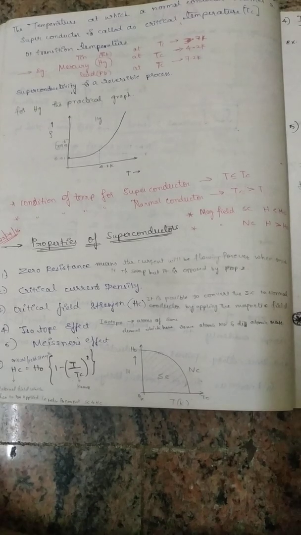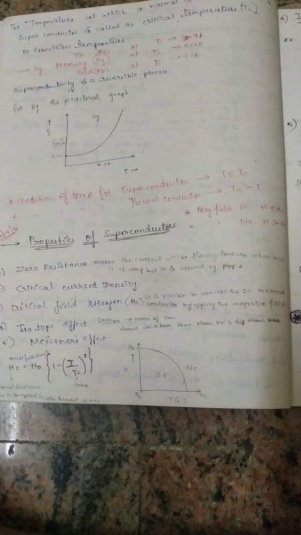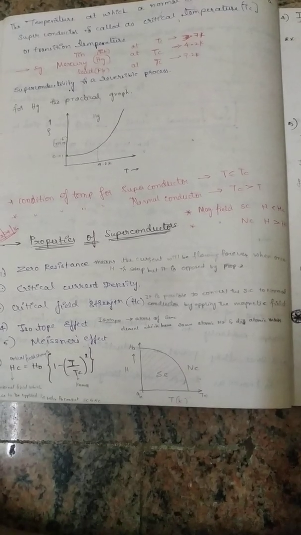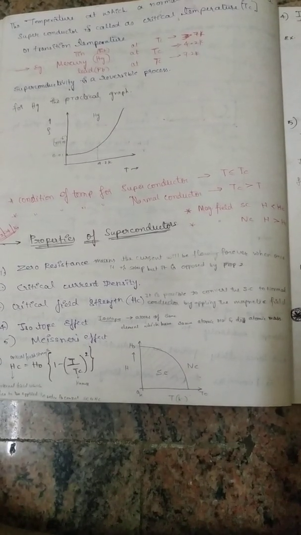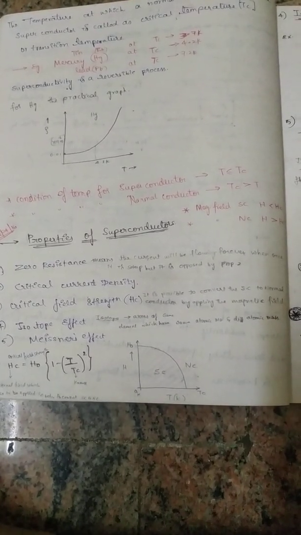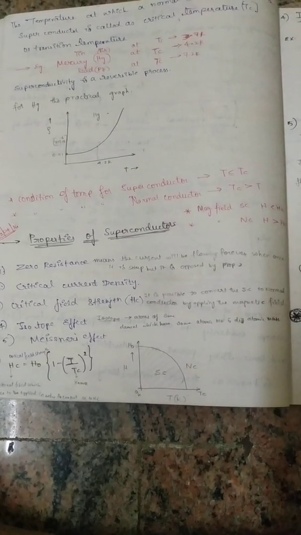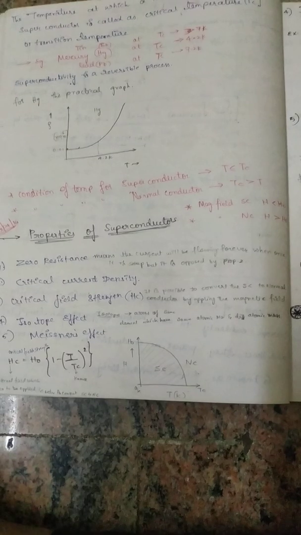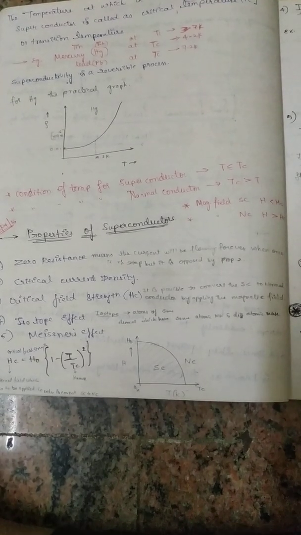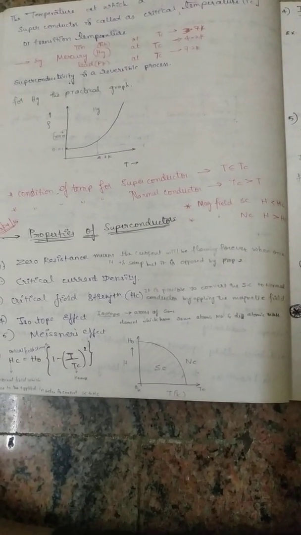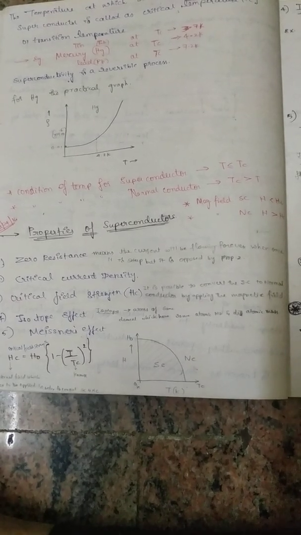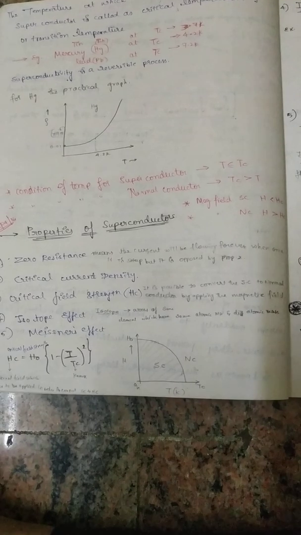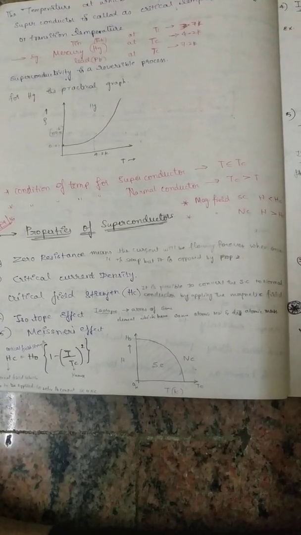Okay, the condition for a superconductor is T less than or equal to Tc, and the condition for a normal conductor is T greater than Tc. And the magnetic field for a superconductor, H, should be less than Hc, and for a normal conductor it is H greater than Hc.